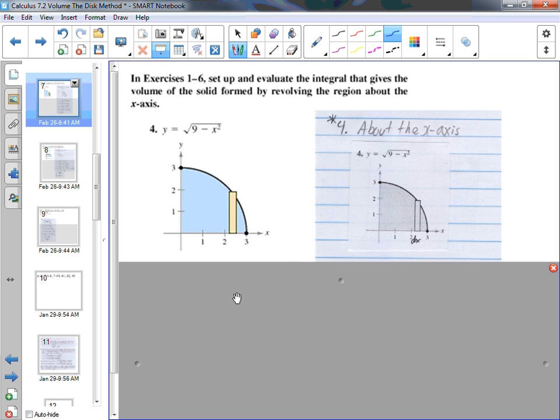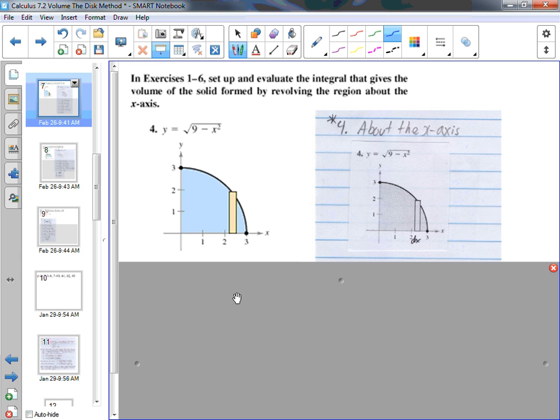It's not always going to be the y-axis. It might be the line y equals -2. It might be the line x equals 4. Okay? So, draw your graph, write down your function, write down what the axis of revolution is. You need all of that. The graph, the function, the axis of revolution. Because like we talked about when we were showing those little animations, if the axis of revolution is different, you get a different figure. So that's a fairly big deal.